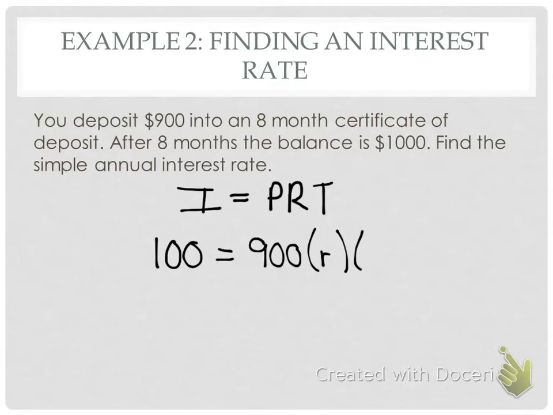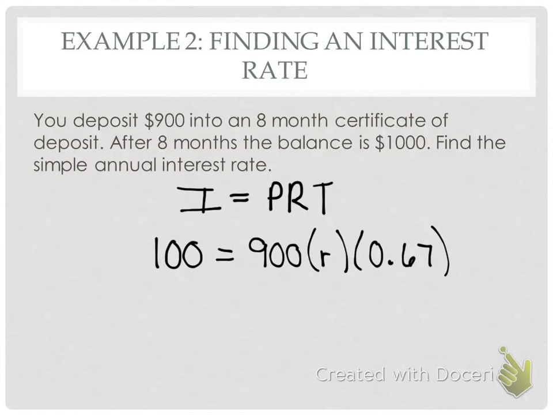Okay, so put 8 over 12 in your calculator. 0.6 repeating. So what did I say to round to? The nearest hundredth. So we're going to say 0.67. Okay, 0.67. Now what do I do?